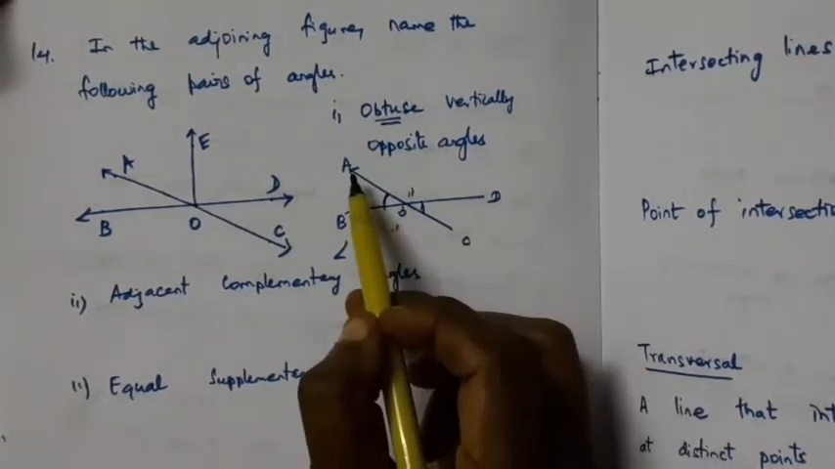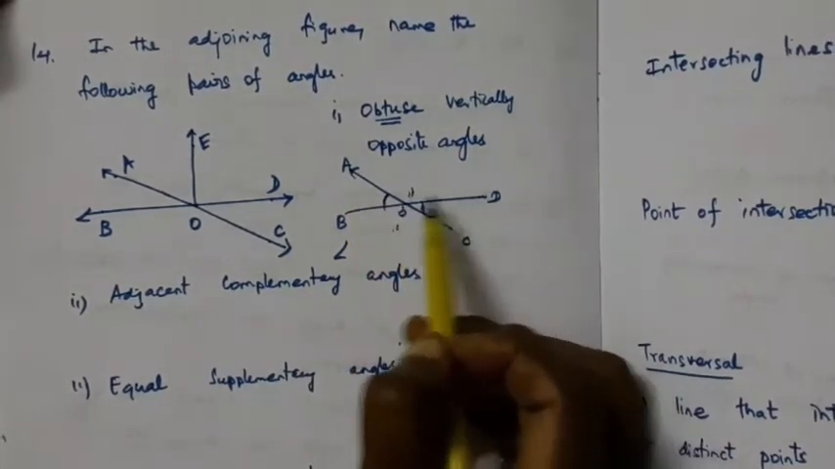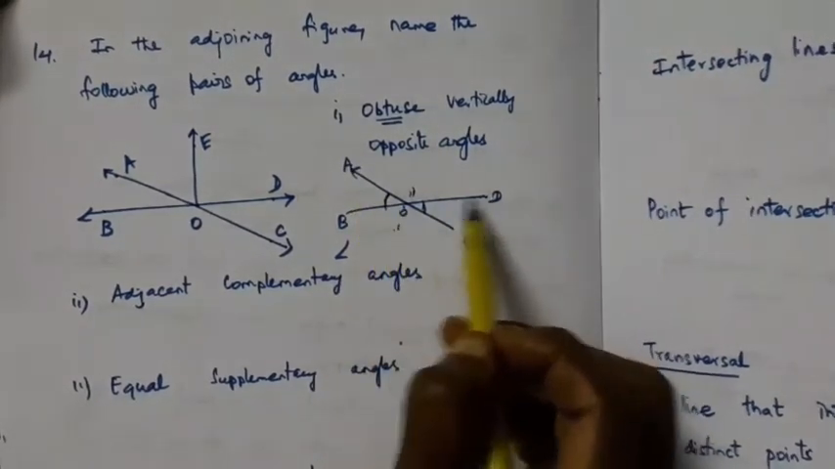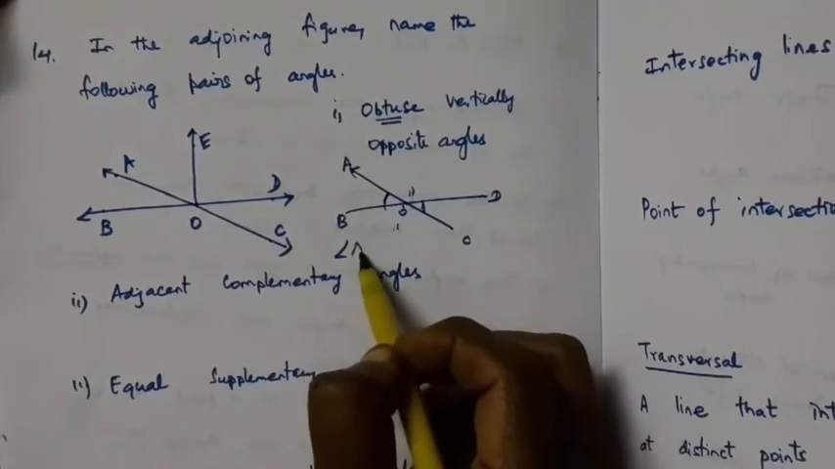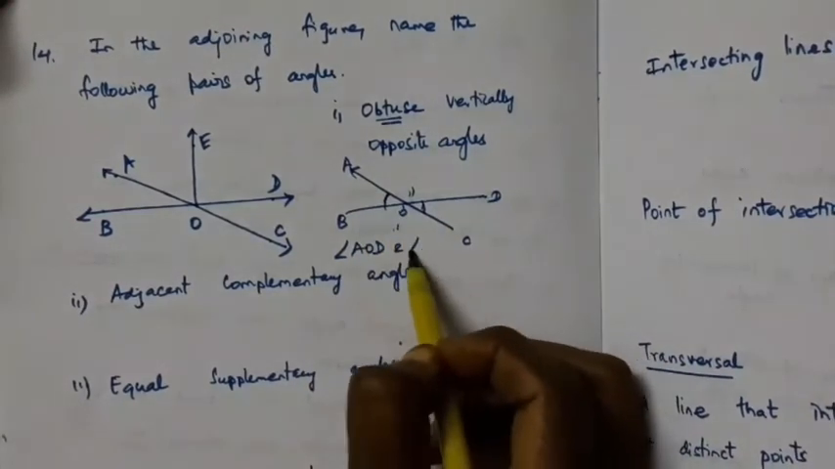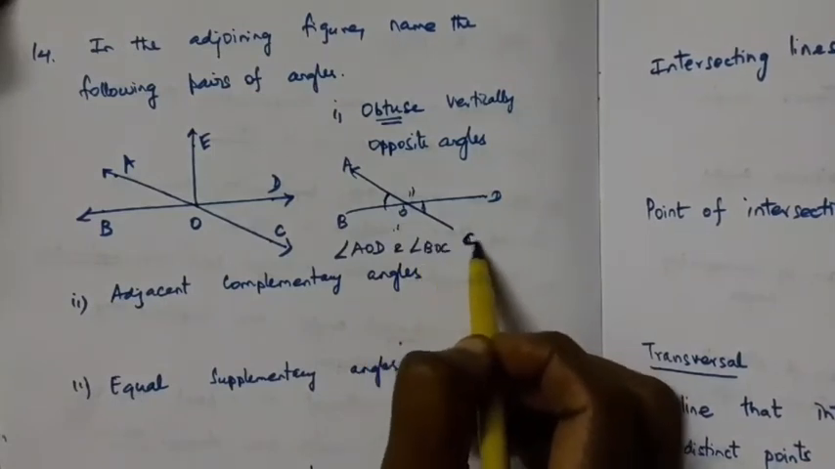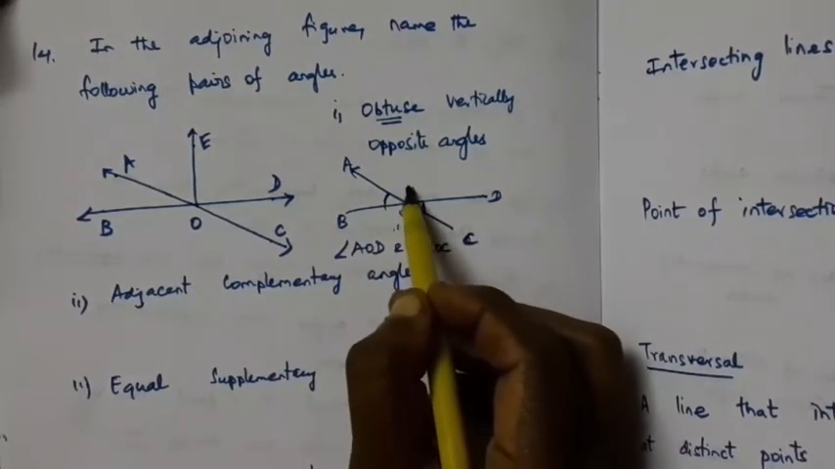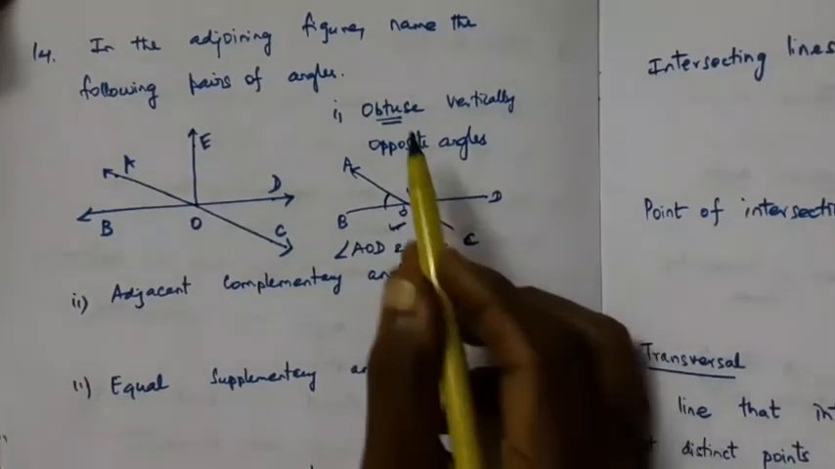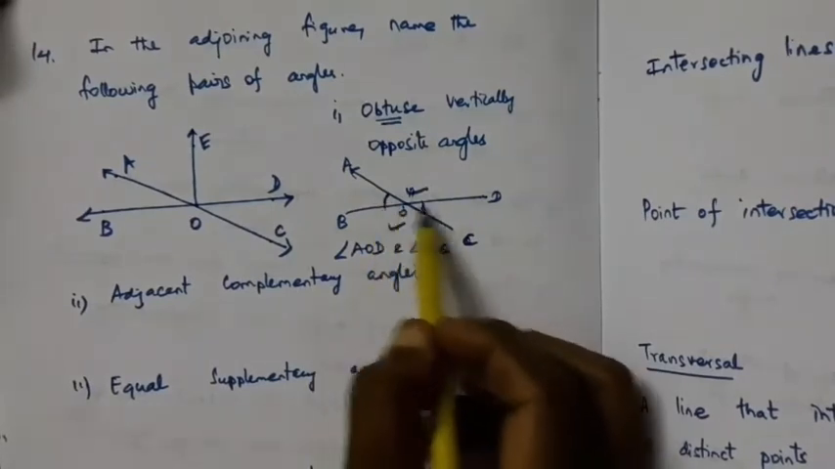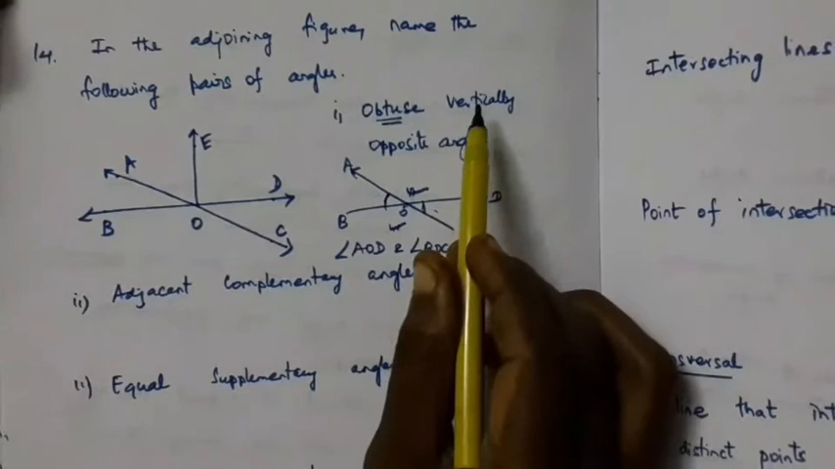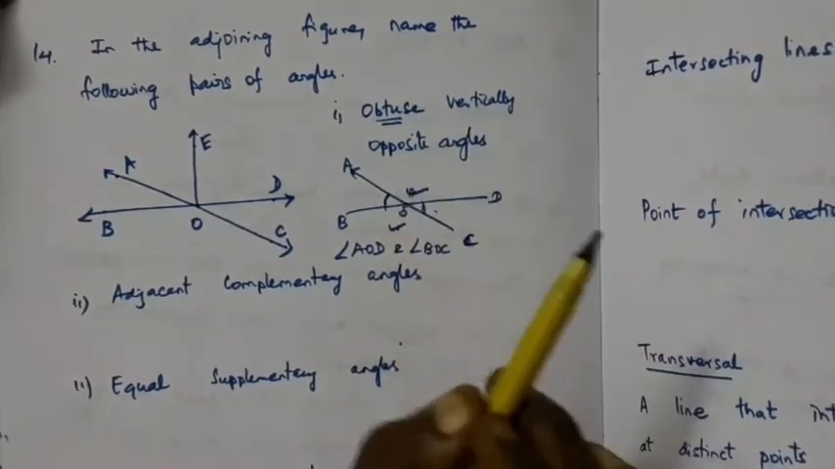See, you can write either AOD or DOA. O should be in the center. Either you can start from here to here or from here to here. Both are correct. So angle AOD and angle BOC, this angle and this angle are obtuse vertically opposite angles. If they ask for acute, then you can say AOB and COD. If they ask for only vertically opposite angles, we can mention both.